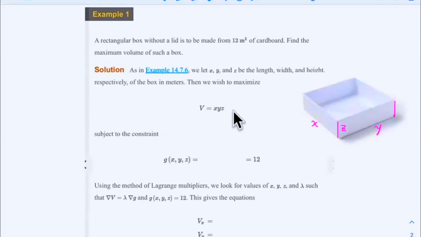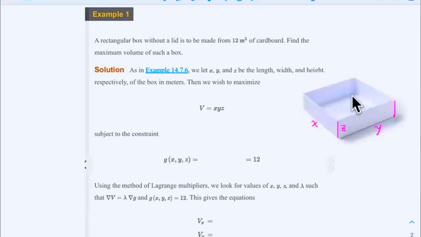X, Y, Z, right? So that's equal to XYZ. Okay, and then you also want to write down the constraint, right? The constraint over here is the surface area of this box, remember, without the top, is going to be 12 square meters.